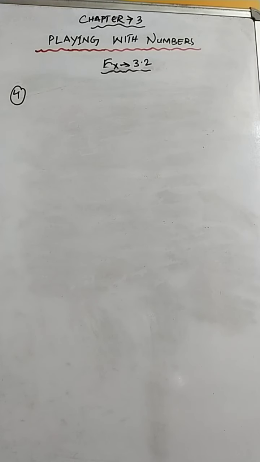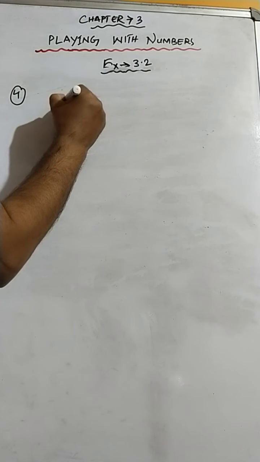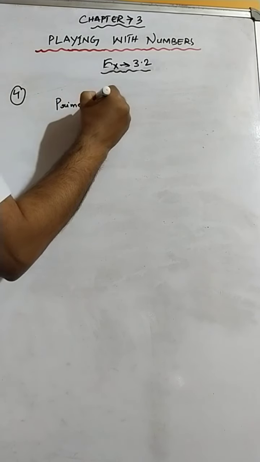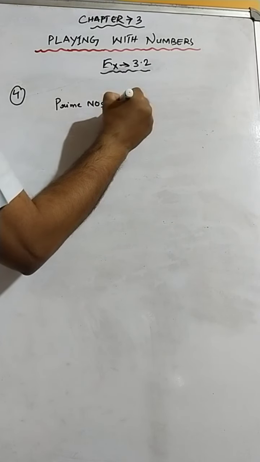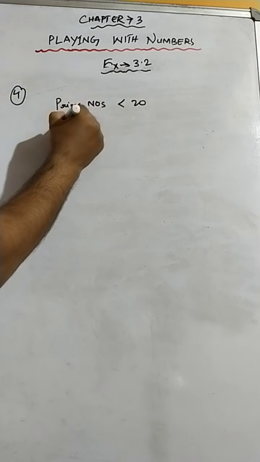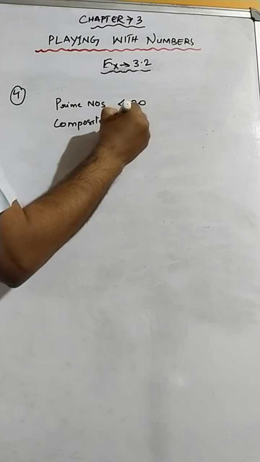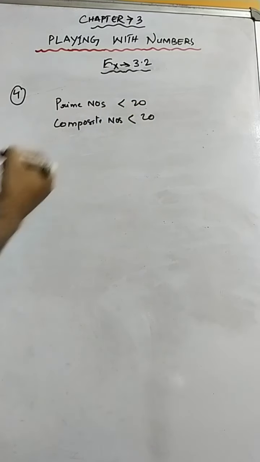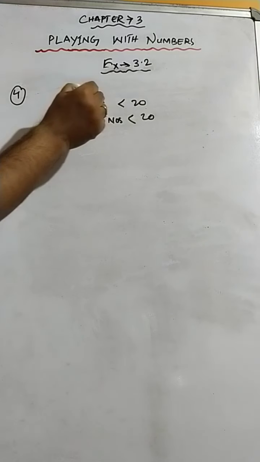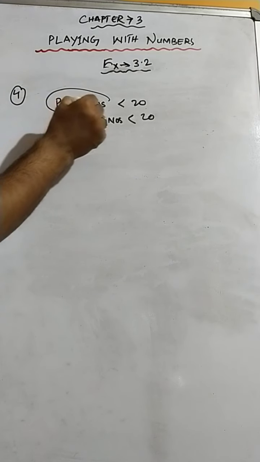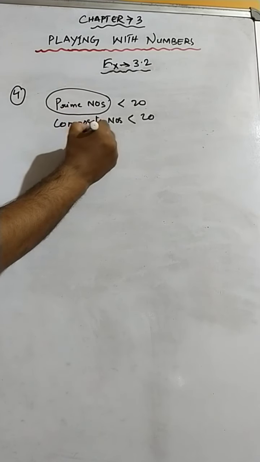Now in question number 4, what we have to do is write down separately the prime and the composite numbers less than 20. That is, prime numbers less than 20 and also composite numbers less than 20. Fine. So we already know what is a prime number. Now what about the composite numbers?